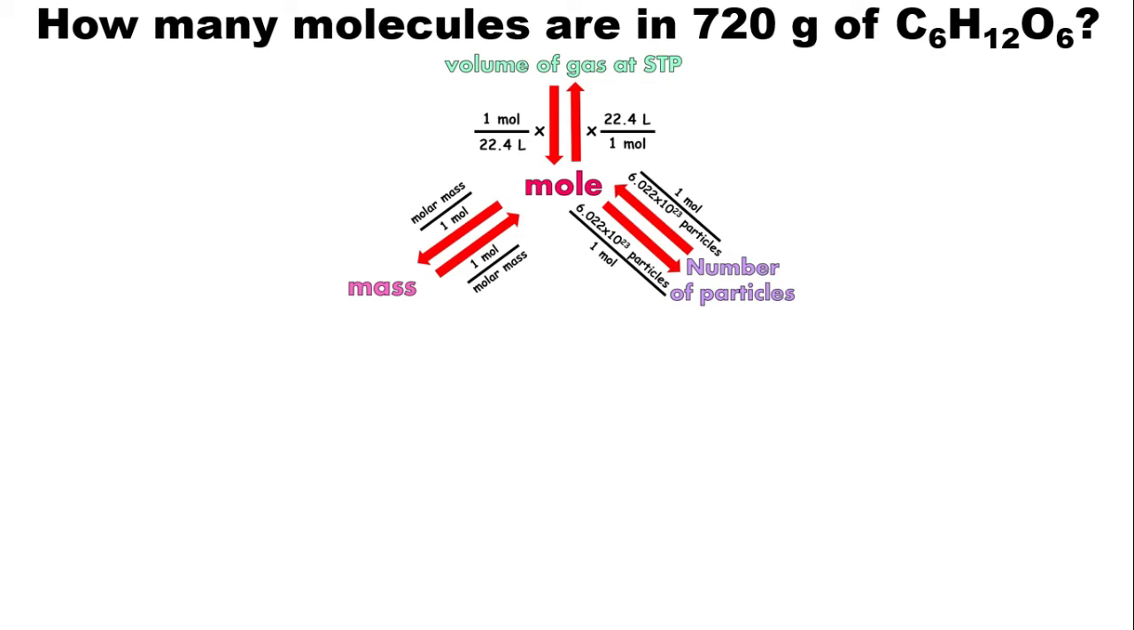So how many molecules are in 720 grams of C6H12O6?